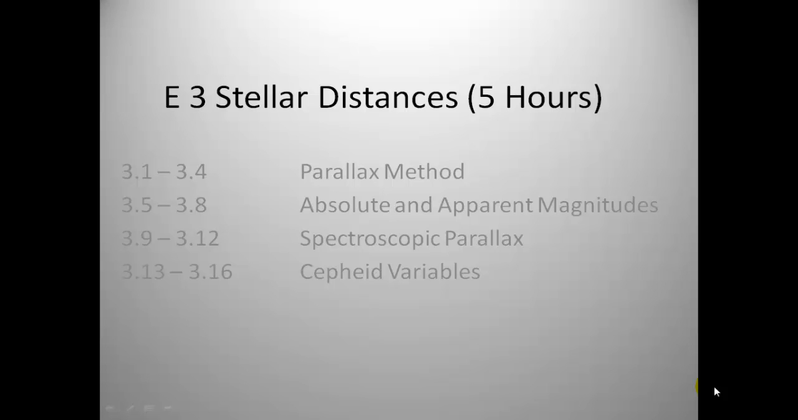This is the third section of the astrophysics topic. We're going to look at stellar distances. We have to look at ways of measuring stellar distances. There's the parallax method, there's spectroscopic parallax, and we use Cepheid variables. First of all, we'll look at the parallax method.